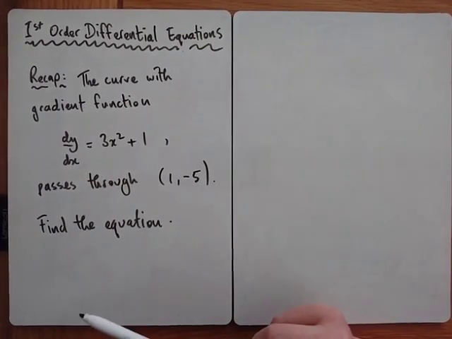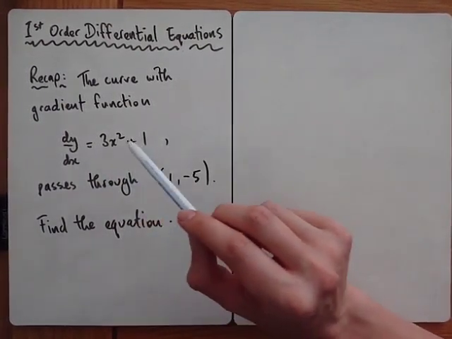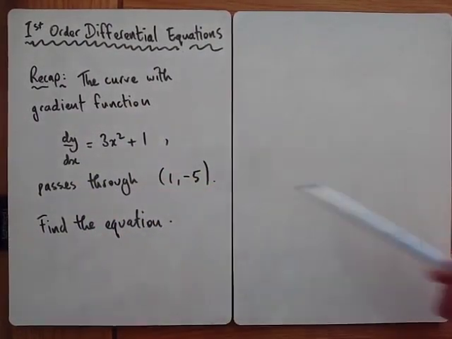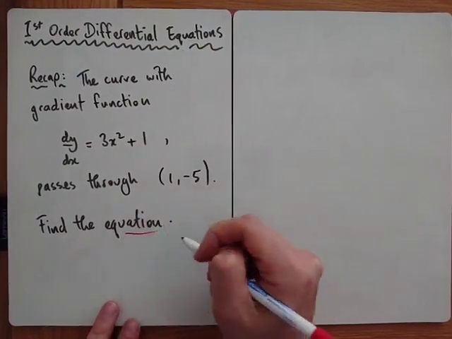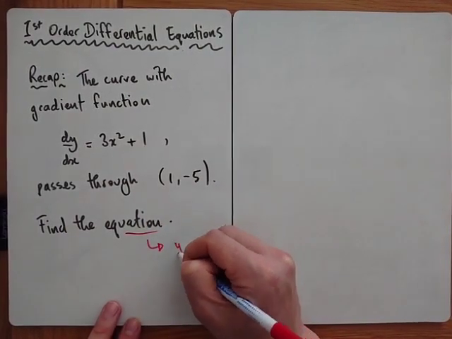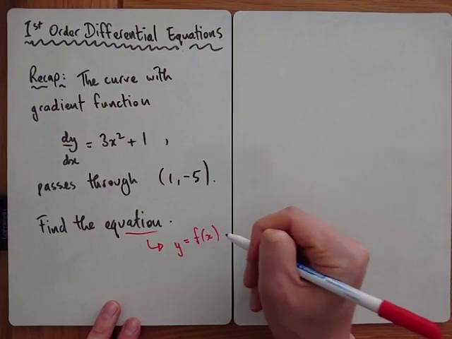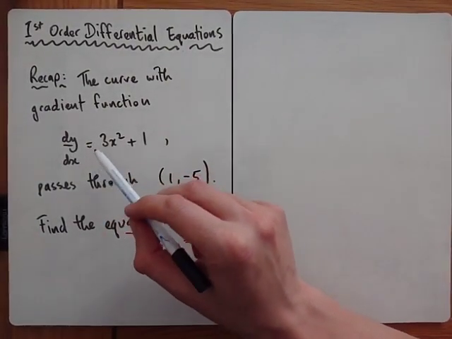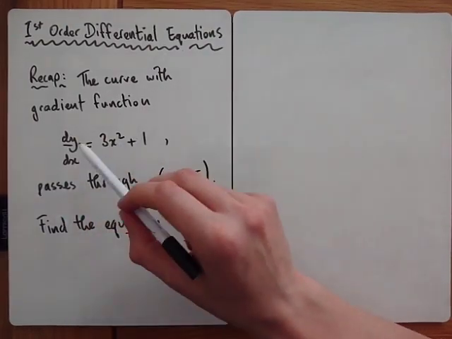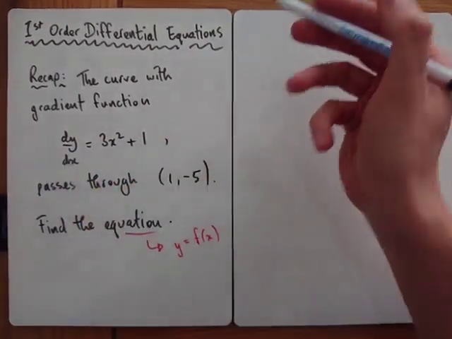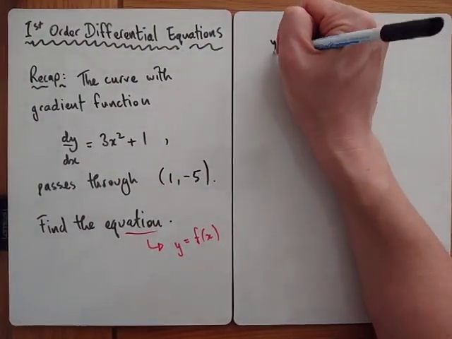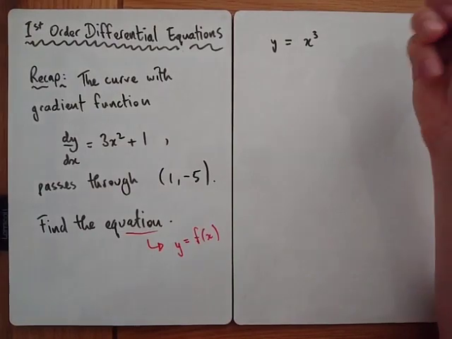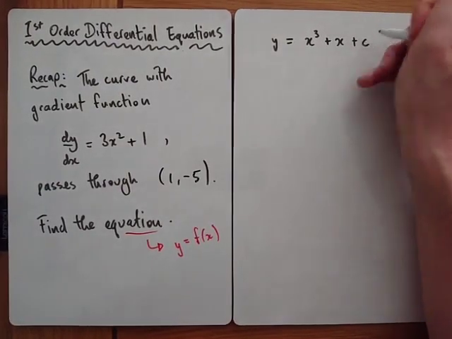So this was stuff that we've done in first year. Essentially, if we've got the gradient function but we want to go back to the original equation, we basically want to get back to y is equal to some sort of function of x. Clearly we just need to integrate this, don't we? You would have just integrated the left hand side, and if you integrate dy by dx, you just get y. Then you integrate the right hand side and you'd get x cubed plus x plus a constant.